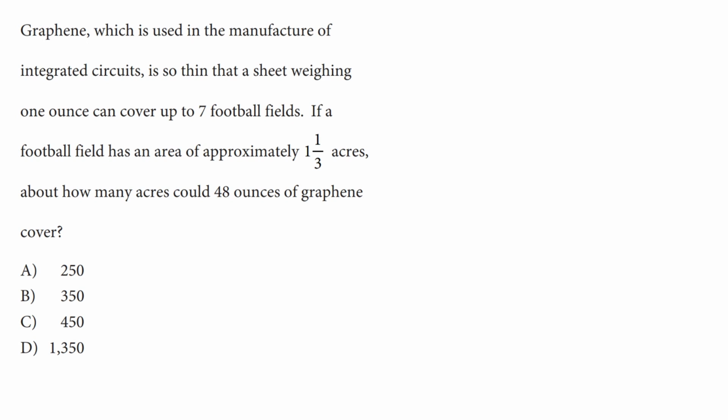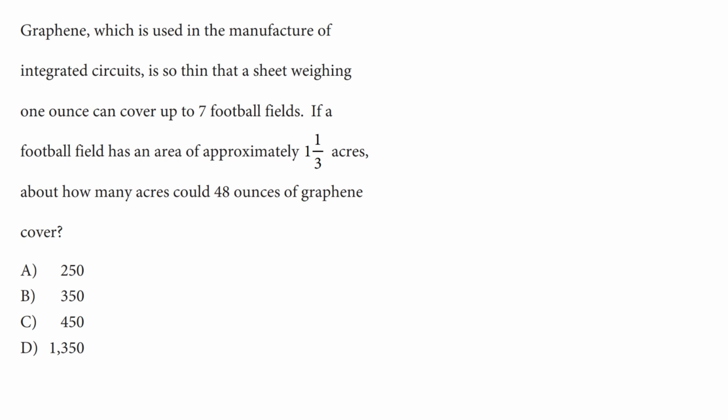Graphene, which is used in the manufacture of integrated circuits, is so thin that a sheet weighing 1 ounce can cover up to 7 football fields. If a football field has an area of approximately 1 1/3 acres, about how many acres could 48 ounces of graphene cover?